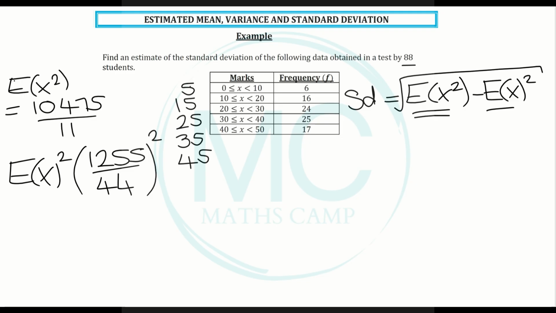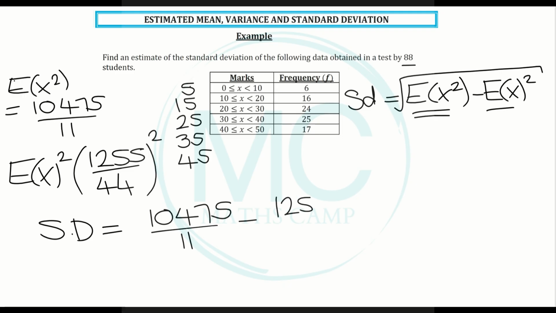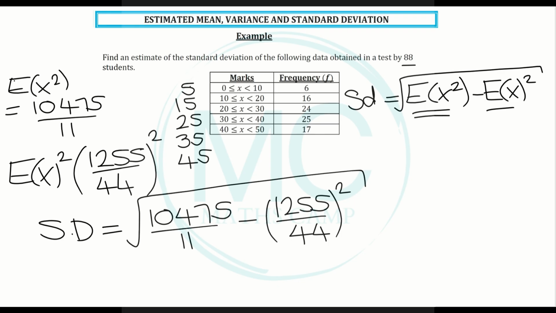Now I've got my two values. I can find my standard deviation. I can say my standard deviation is equal to ex squared, 10,475 over 11, minus the square of the estimated mean, 1,255 over 44, squared, all under a square root. And you can put this straight into your calculator.